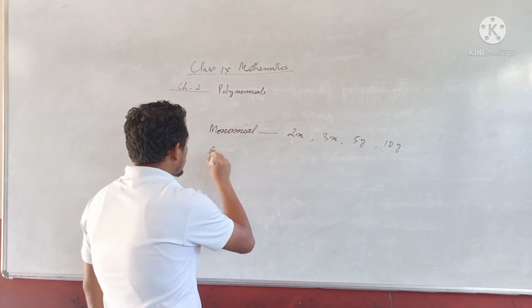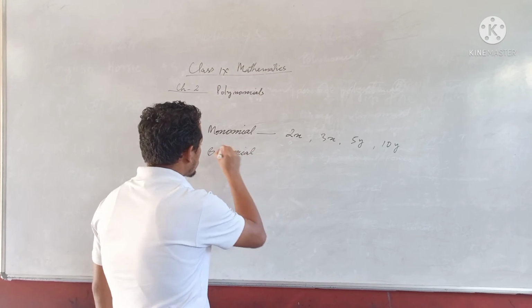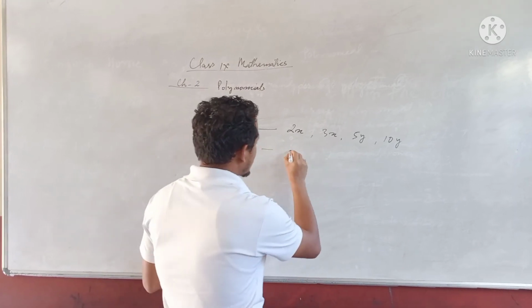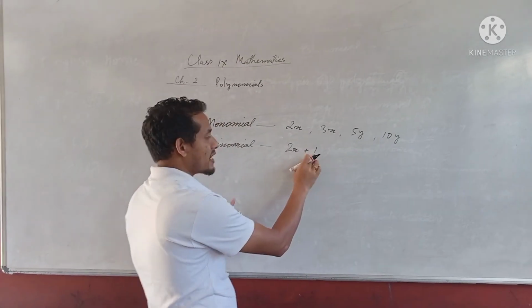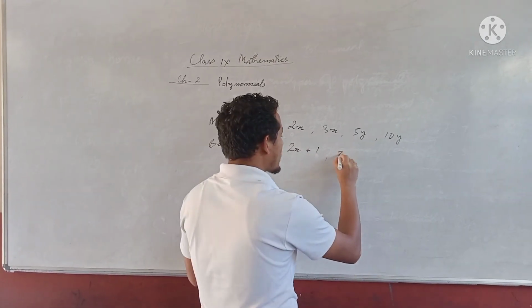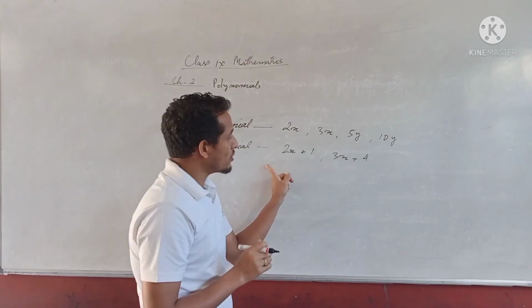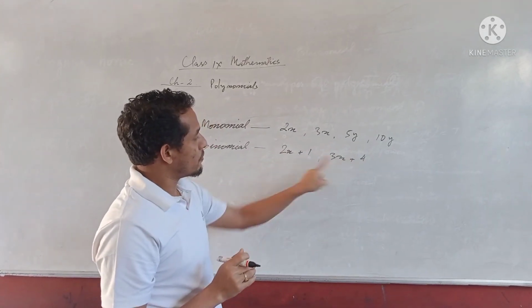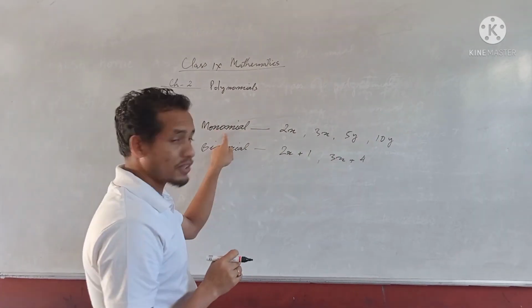Then binomial. Binomial means, for example, 2x plus 1. It has two terms, that is a binomial. Another example is 3x plus 4. This type of polynomial is called binomial. The earlier type of polynomial is called monomial.